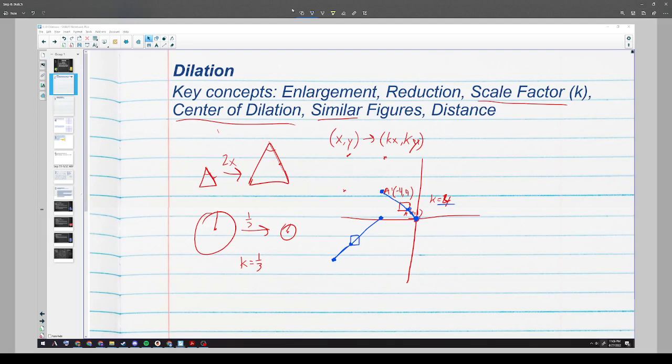But that is one of the main new things we want to add here, is the idea that it's not just (kx, ky). We can expand our use of dilations to put our center of dilation, pre-image, and image basically anywhere we want to.